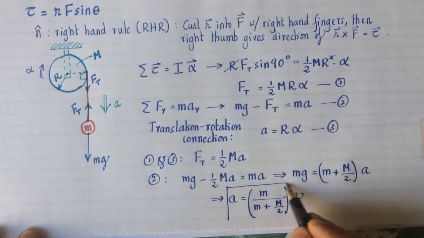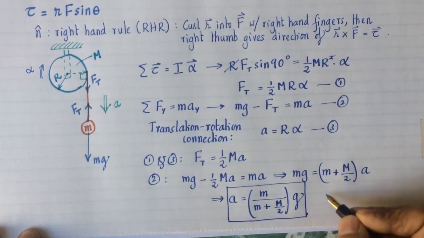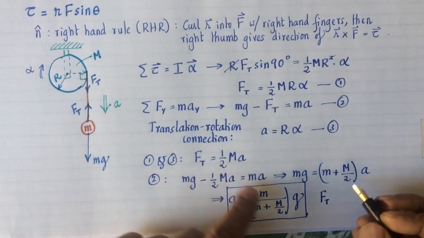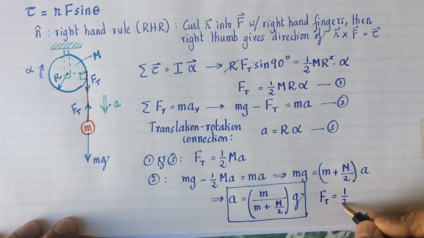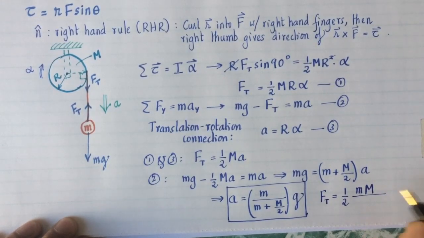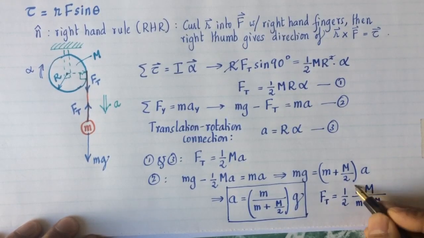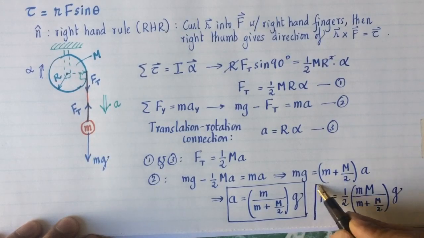And once you have the acceleration, you can also solve for the tension in the string. The tension Ft from this expression is 1/2 MA, so it'll just be 1/2 little m times capital M divided by little m plus capital M over 2, times g. That's the tension in the thread.